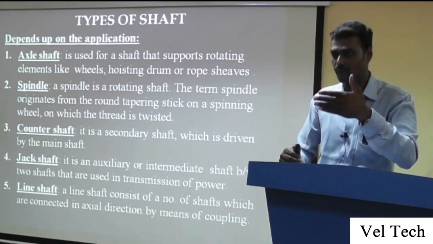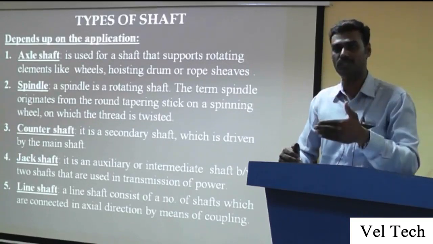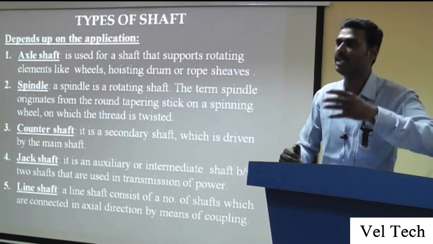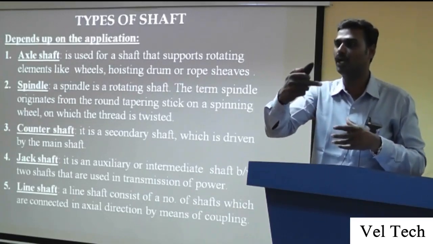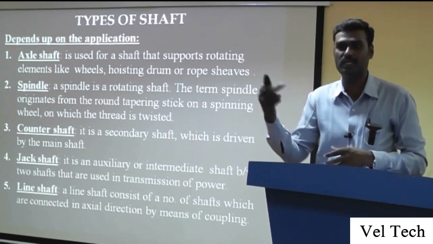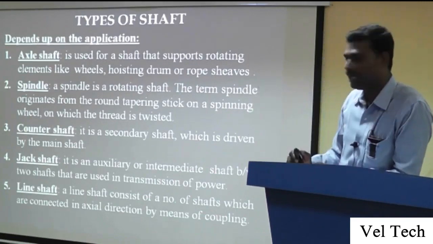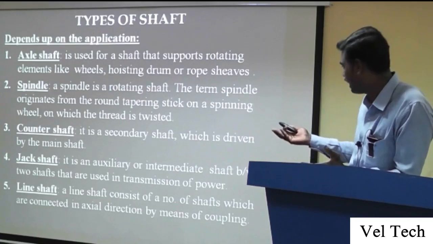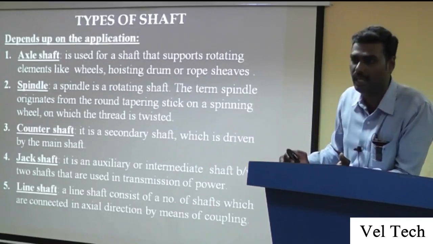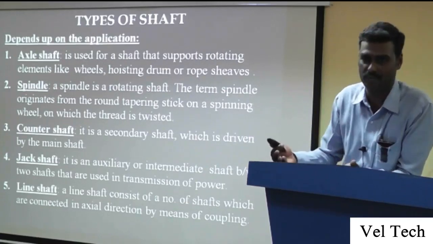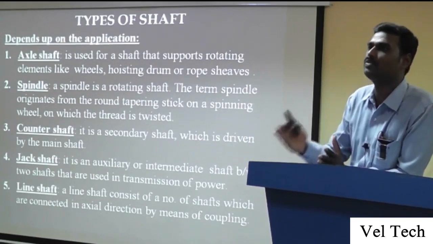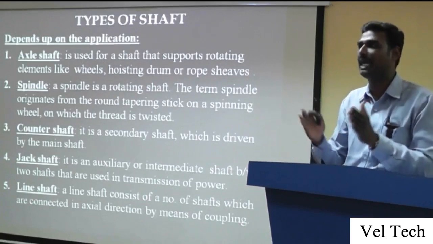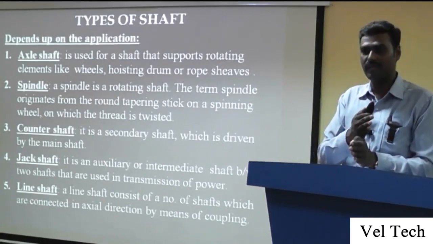And the next one is the jack shaft. Jack shaft is very simple: it is an intermediate shaft between the primary shaft and the secondary shaft. We could see this jack shaft in our lathe workshop also. And the next one is the line shaft. So what is a line shaft? If the shafts are arranged in a series manner, so power is transmitted from one shaft to another and then the rest of the shafts, it is called a line shaft.